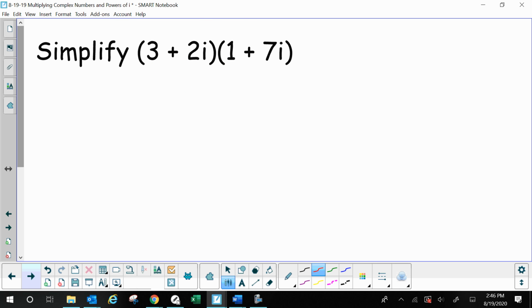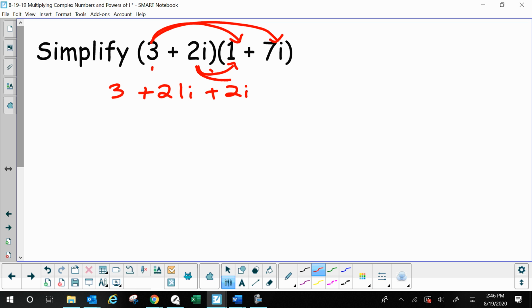Next example. This is when you have to FOIL or distribute. FOIL stands for first, outer, inner, last. So the first terms would be 3 times 1. What's 3 times 1? 3. Then your outer terms, so that's going to be 3 times 7i, which is what? 21i. And then your inner terms, 2i times 1, which is just 2i. And then 2i times 7i is 14i squared.